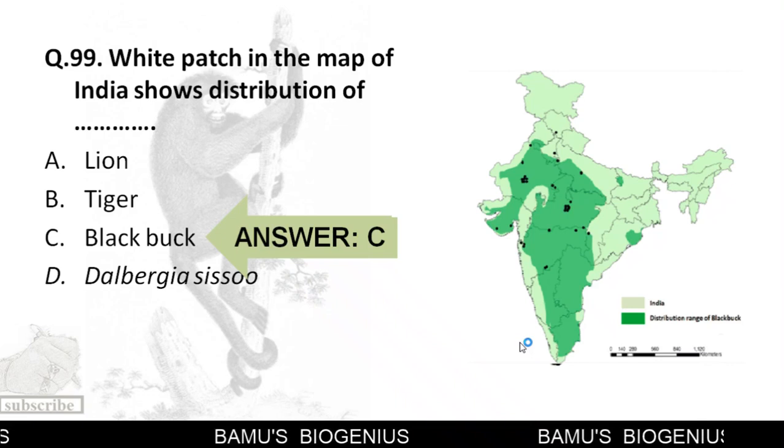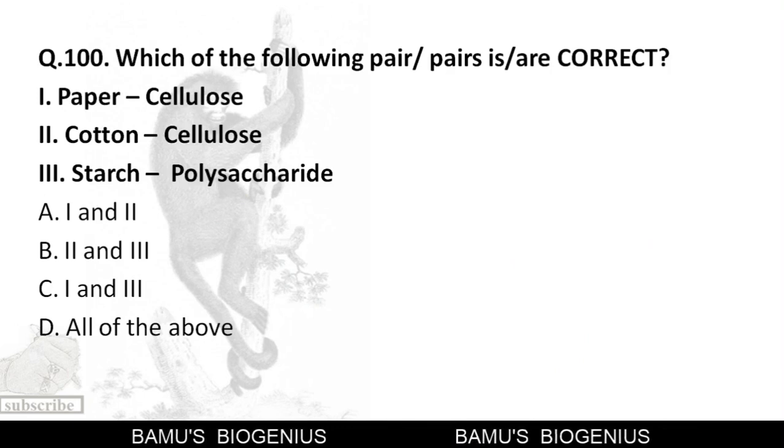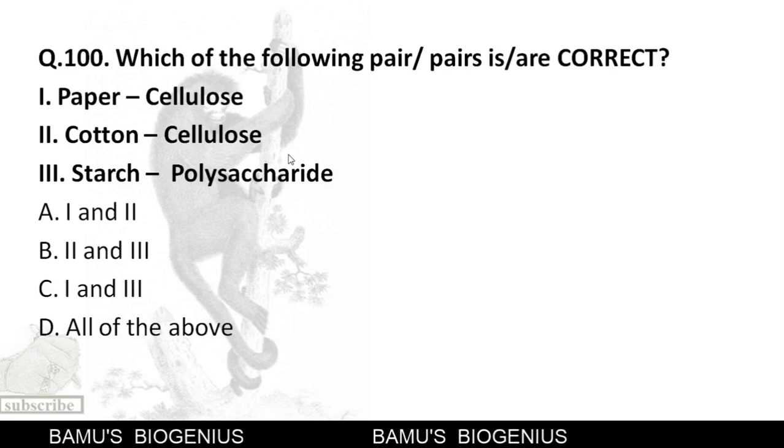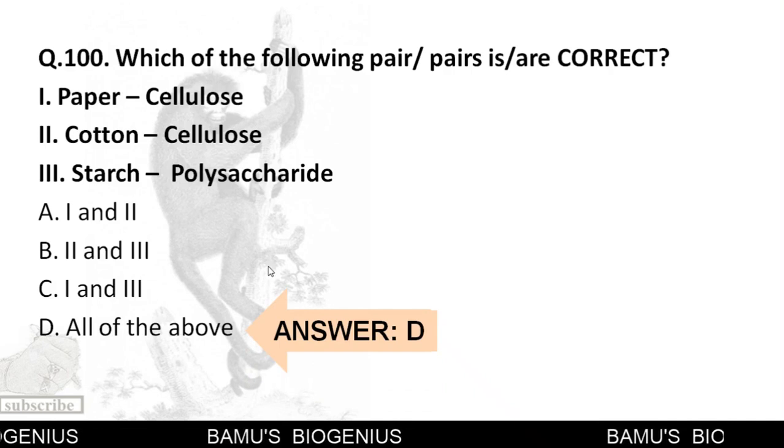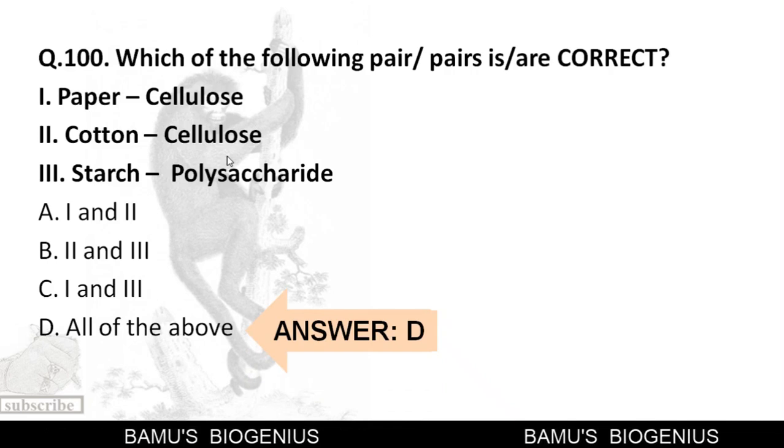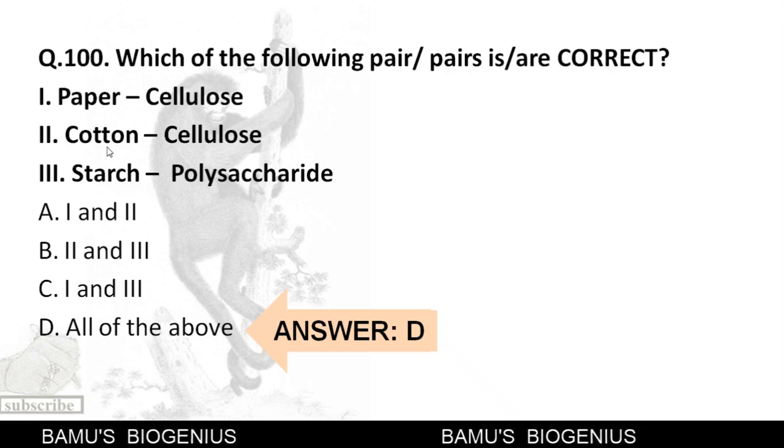Then question number 100 is, which of the following pairs is are correct? 1. Paper, cellulose, 2. Cotton, cellulose, 3. Starch, polysaccharide. The answer is all of the above, that is all of the above are correct. We get cellulose from paper, cotton is cellulose, or paper is made up of cellulose, cotton is also cellulose, and starch is a kind of polysaccharide.